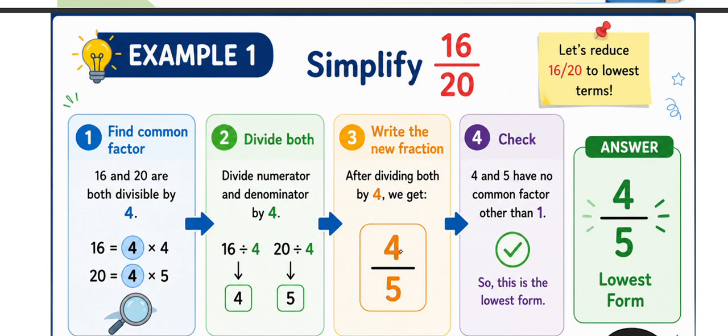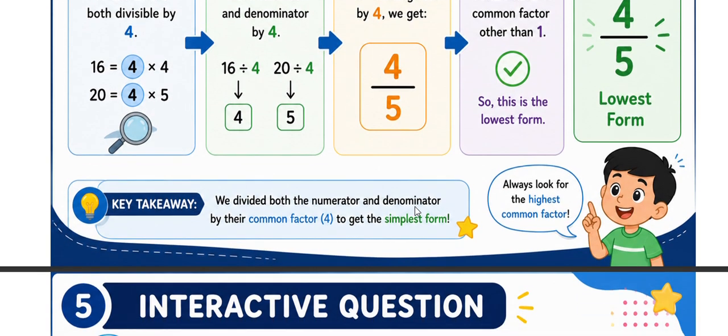Why is it the lowest term? Because 4 and 5 do not have a common factor except 1. You cannot divide 4 and 5 by a same number any more. So 4 and 5 have no common factor other than 1, so this is the lowest form. That is why 4 upon 5 is in lowest form, because you cannot divide 4 and 5 both by a same number. Clear? So in this way you can convert a given fraction into lowest term or simplest form.